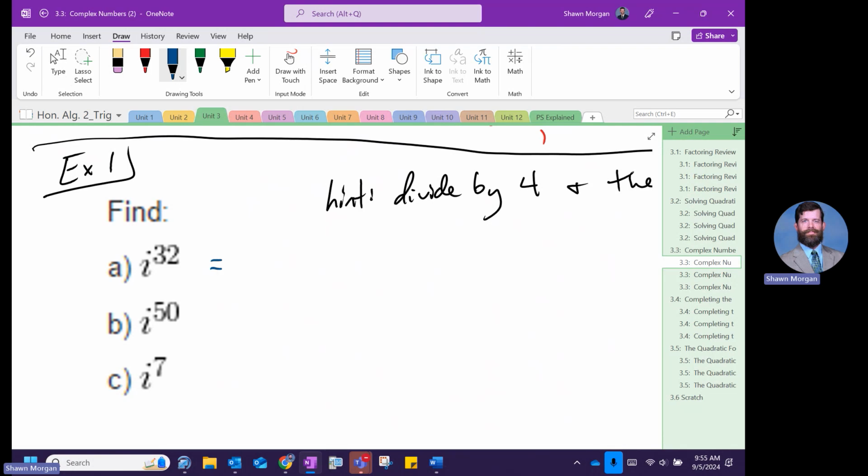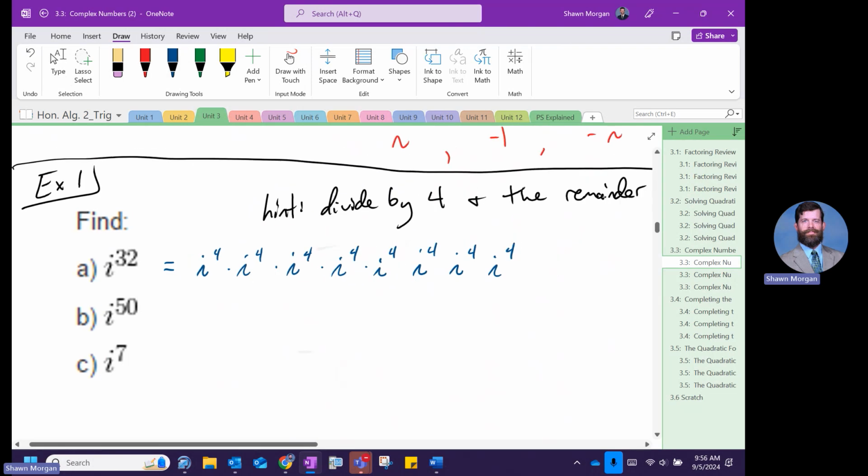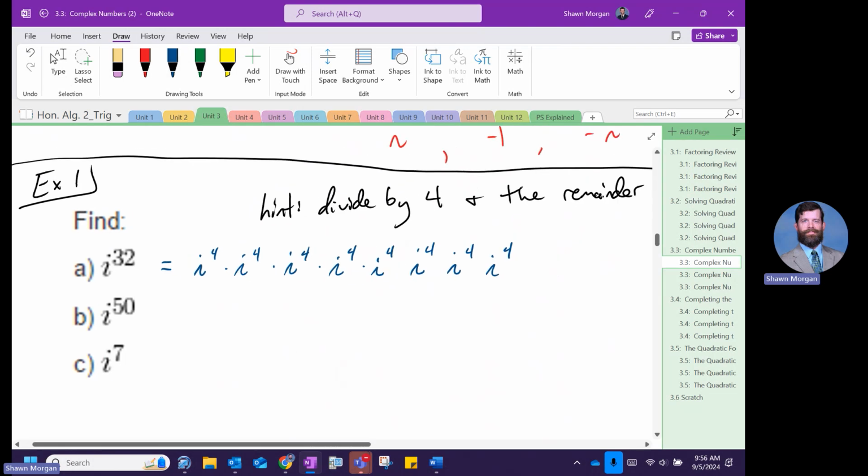All right, so i to the 32nd is the same thing as i to the 4th times i to the 4th times i to the 4th times i to the 4th. I'm losing track. Let's see here. 4, 8, 12, 16, 20. i to the 4th, that's 24. i to the 4th, that's 28. i to the 4th, that's 32. All right, there's 8 of them. Now, what is i to the 4th each one of these times? Just the number 1, right? So we would say this is similar to saying 1 times 1 times 1 times 1 times 1.